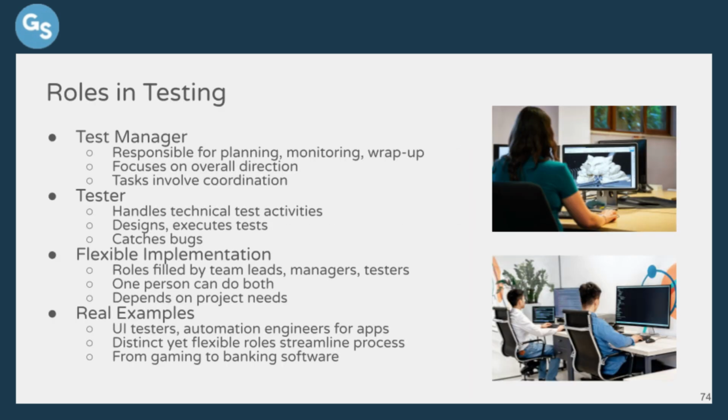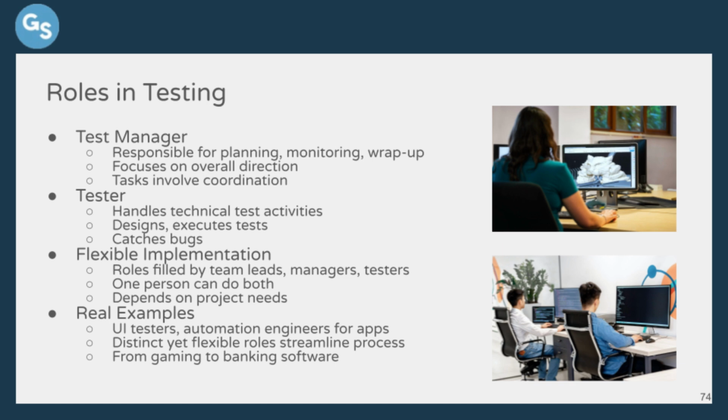Testing projects need people in different roles to keep everything running smoothly. The main roles are test management and testing. The test manager plans, monitors, and wraps up the testing process. They focus on the overall picture. For example, in agile development, the manager might share responsibilities with the development team, or an outside manager might coordinate tasks across multiple groups. The tester handles the hands-on technical work, like designing test cases, running checks, and finding bugs. Their main focus is on performing the tests.